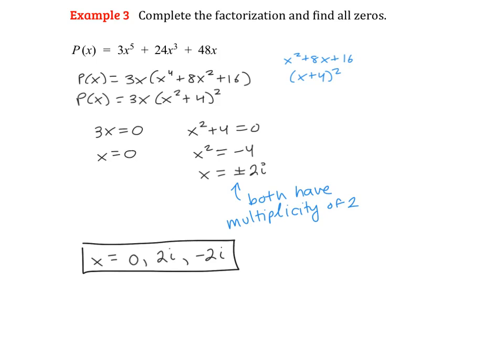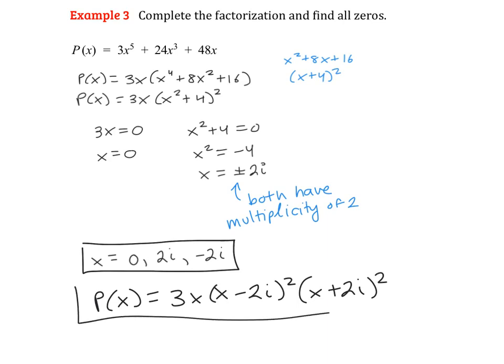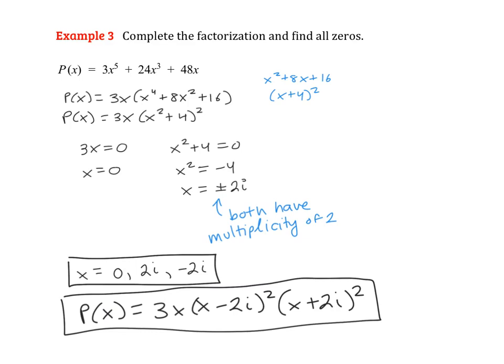To do a complete factorization of this, we would do 3x times (x minus 2i) squared times (x plus 2i) squared. And this is what's called the complete factorization. So again, that property that we talked about, we can use it to make sure that we have all of our answers. You just have to make sure to count the multiplicities when you're adding up the zeros that you list.